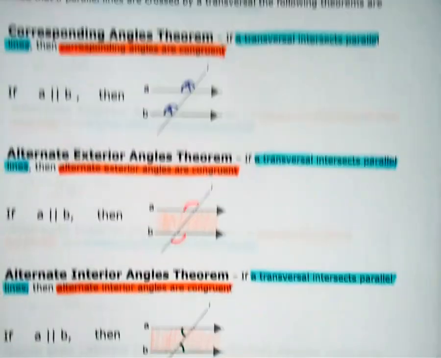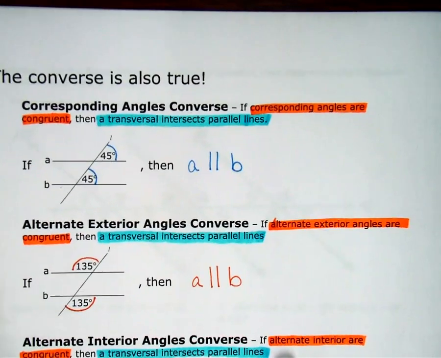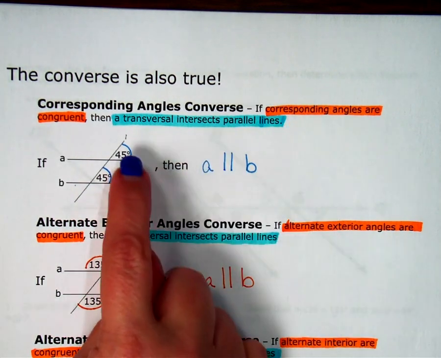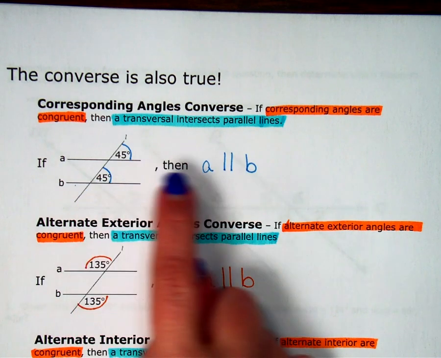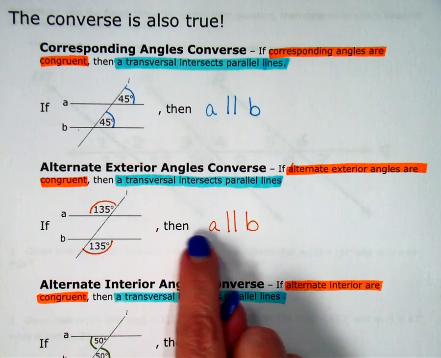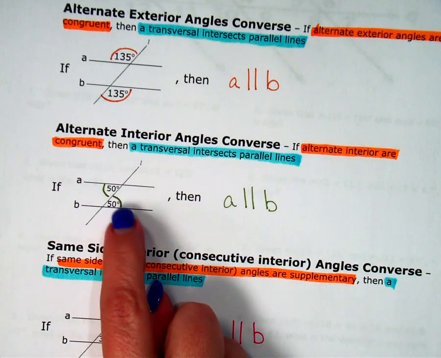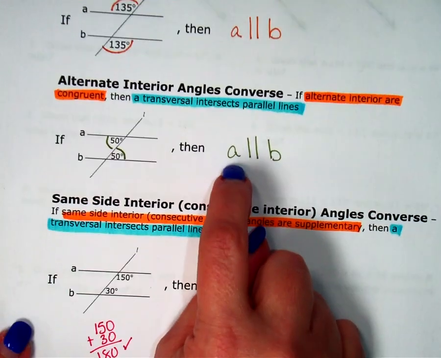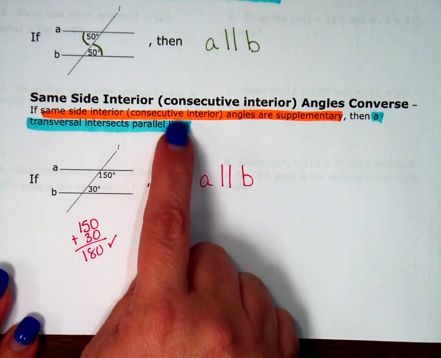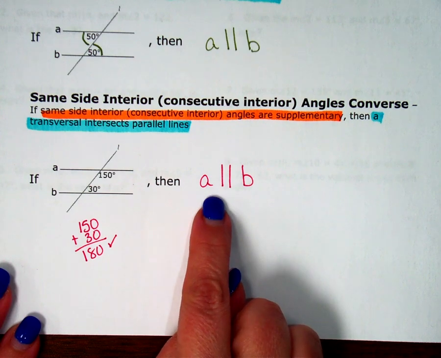What happens when I switch? Instead of proving the values of the angles, this time we're going to start with what we know about the angles. We know our corresponding angles are congruent, so our lines are parallel. I know my exterior angles are congruent, so my lines are parallel. I know my alternate interior angles are congruent, so my lines are parallel. Or I know my same side interior or consecutive interior angles are supplementary, so my lines are parallel.